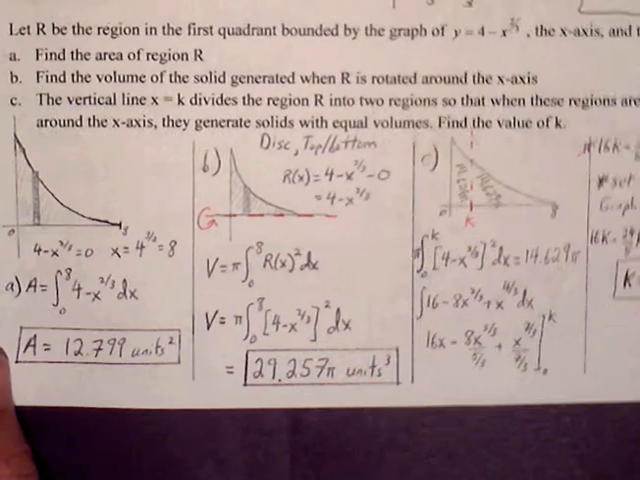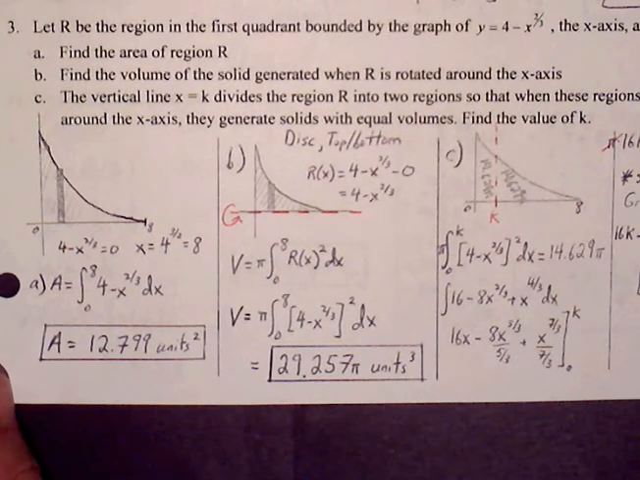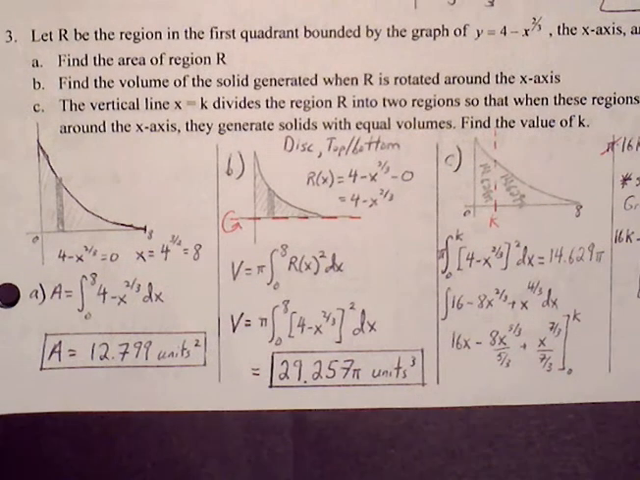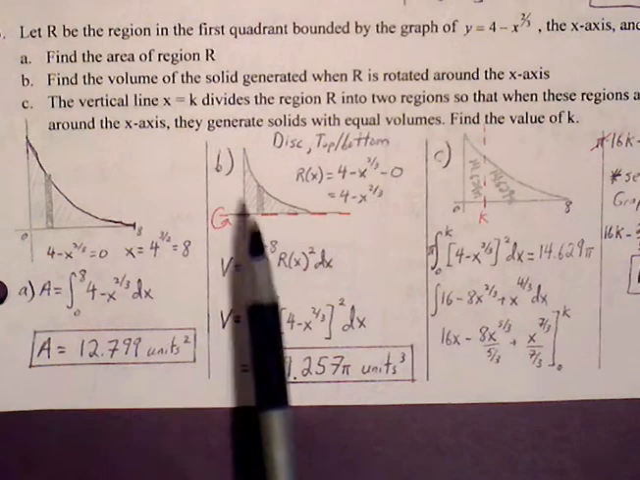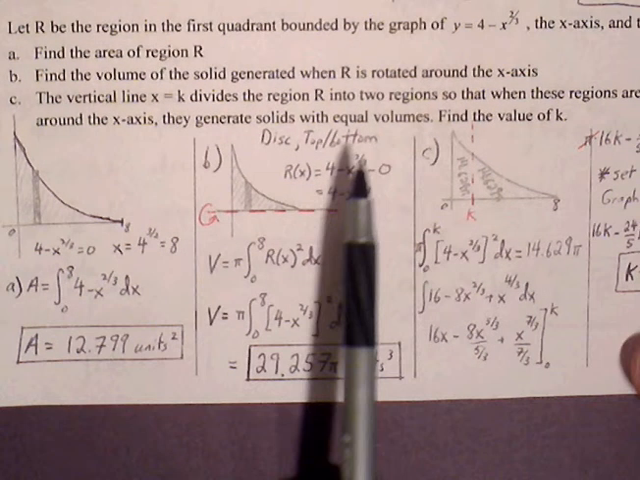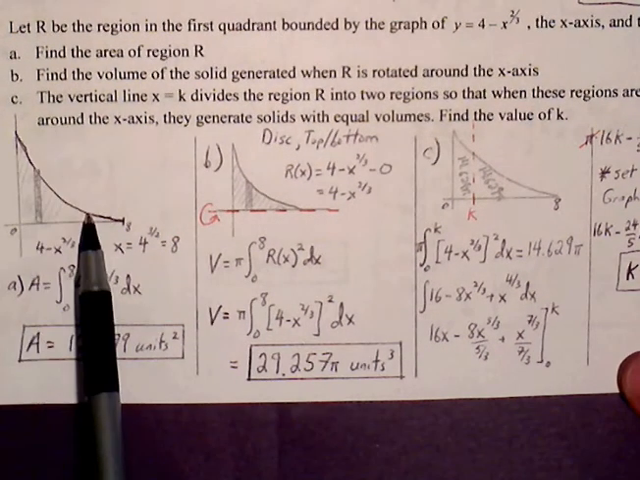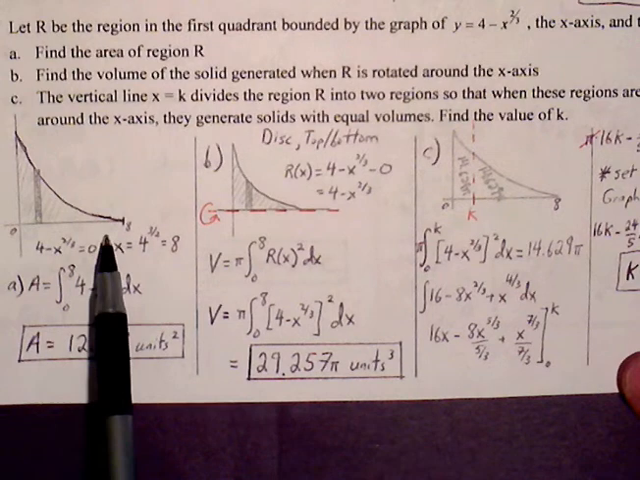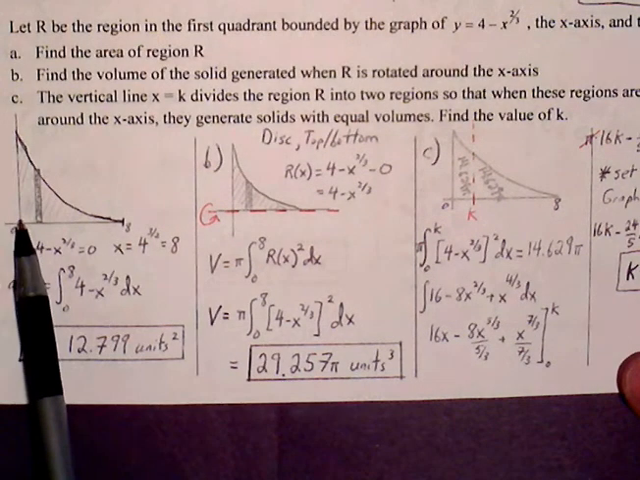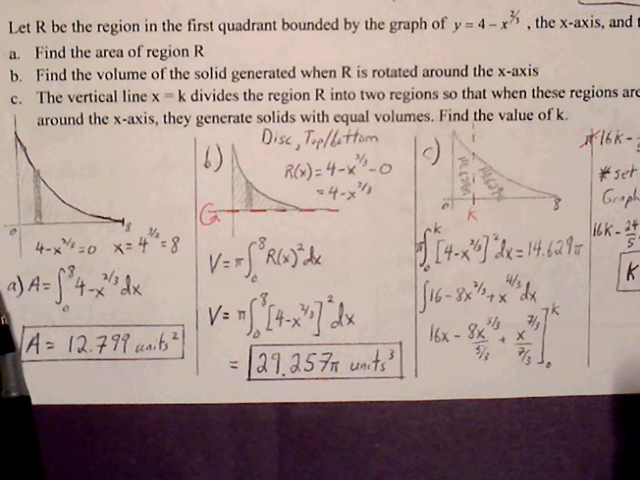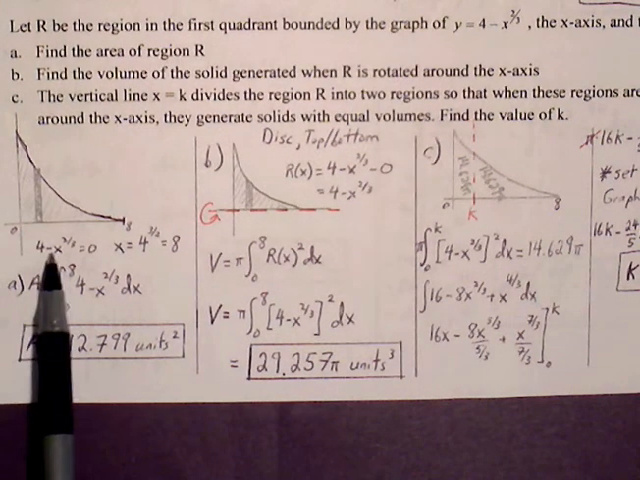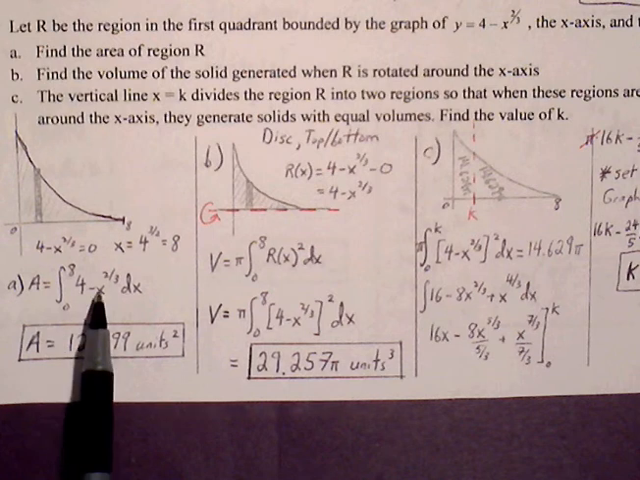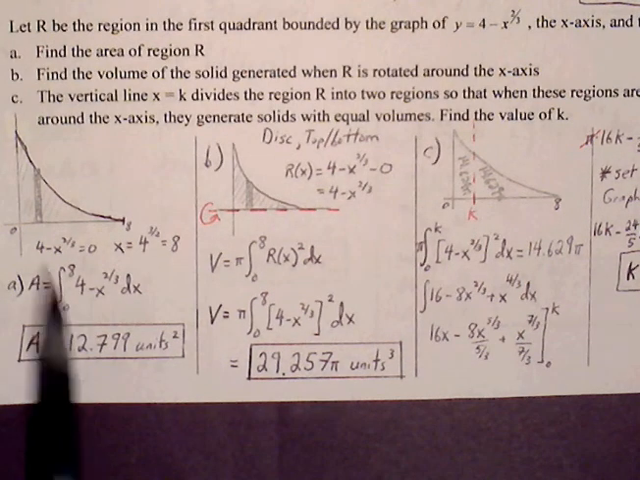All right, number 3. Let R be the region in the first quadrant, bounded by the graph y is equal to 4 minus x to the 2/3. That's this graph given here. The x-axis and the y-axis. Okay, find the area of region R. So this is set up for us to do top minus bottom. So 4 minus x to the 2/3 minus 0 between our bounds 0 and 8.